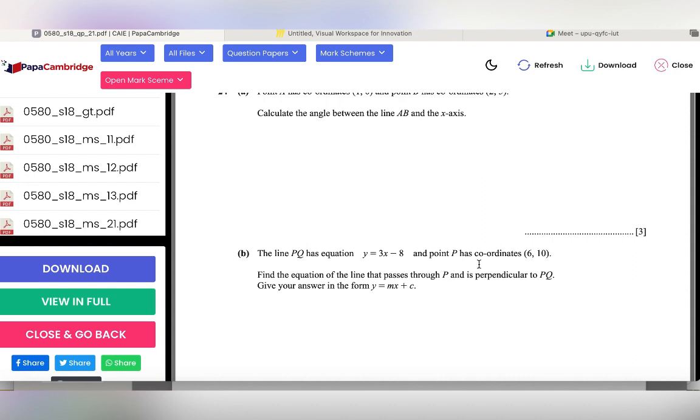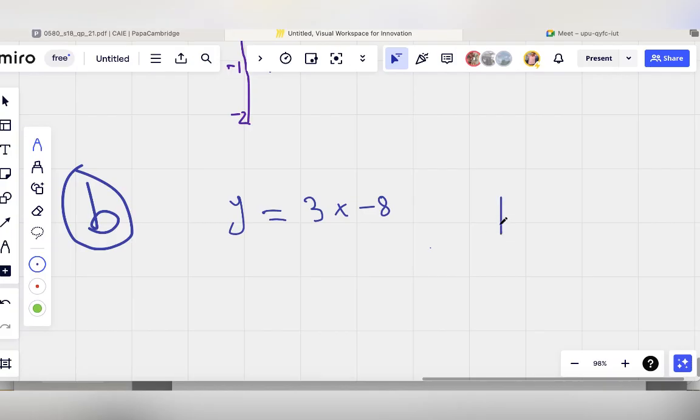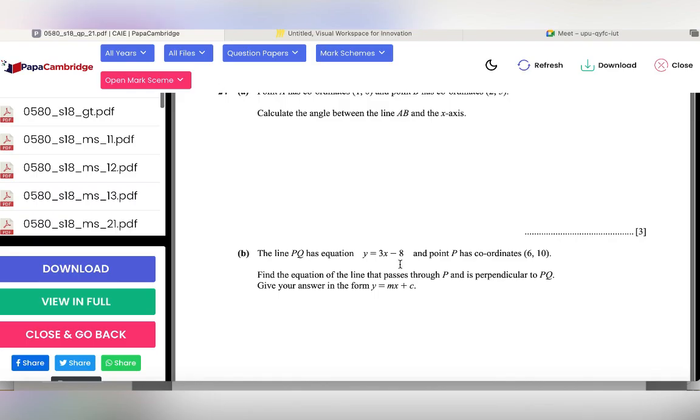And point P has a coordinate of 6, 0. Check. 6, 0. Okay, 6, 10. Say point P has a coordinate of 6, 10.